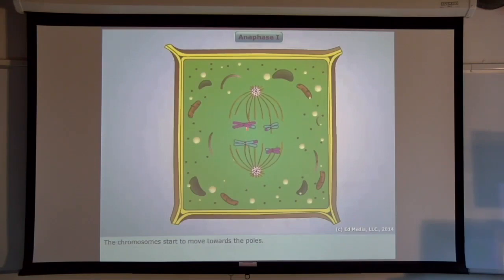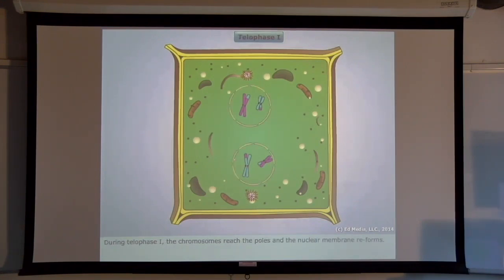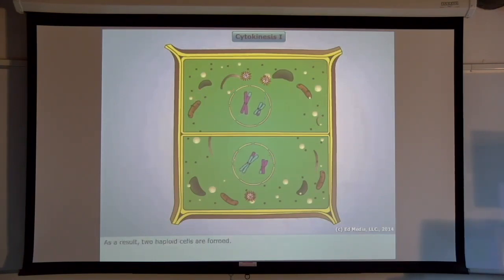Homologous, you have two of the same. The chromosomes start to move towards the poles. During telophase 1, the chromosomes reach the poles and the nuclear membrane reforms. So in mitosis, it would stop here. Cytokinesis 1 begins with the formation of two cells. As a result, two haploid cells are formed.